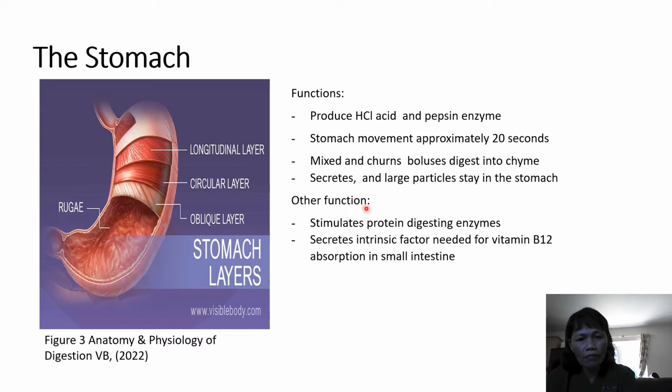Secretes, and the large particles stay in the stomach, as well as other functions. Stimulates protein digesting enzymes. Secretes intrinsic factor needed for vitamin B12 absorption in the small intestine.